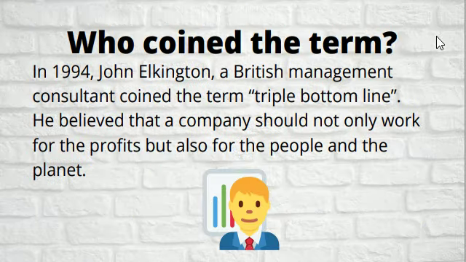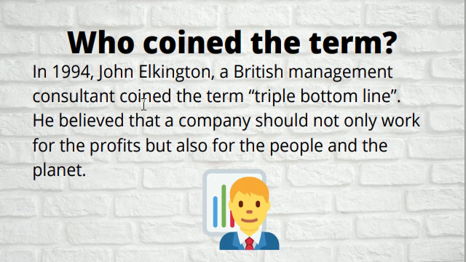Who coined the term triple bottom line? So this term triple bottom line was coined by John Elkington. He was a British management consultant and he coined the term because he believed that a company should not only work for the profits but also for the people and the planet.